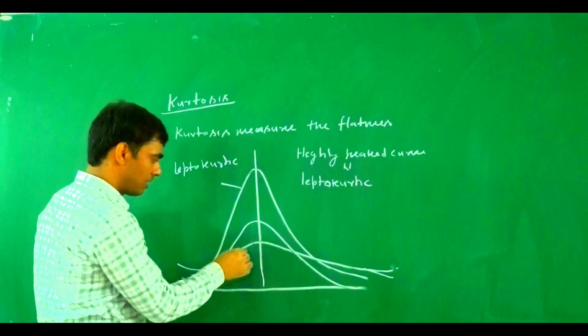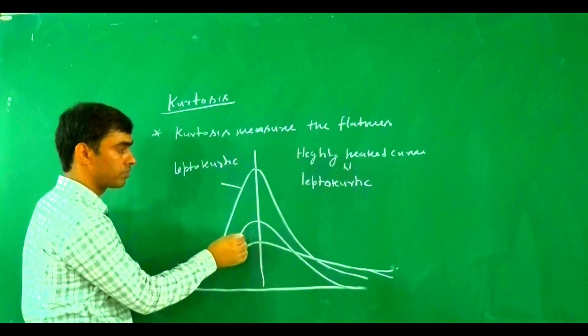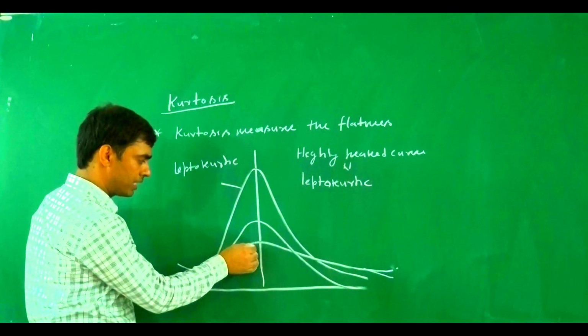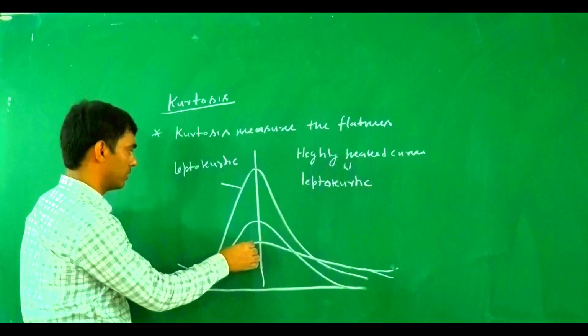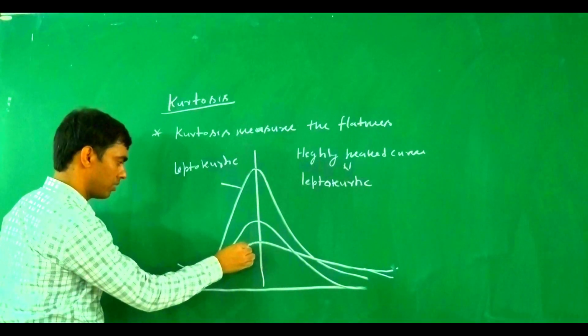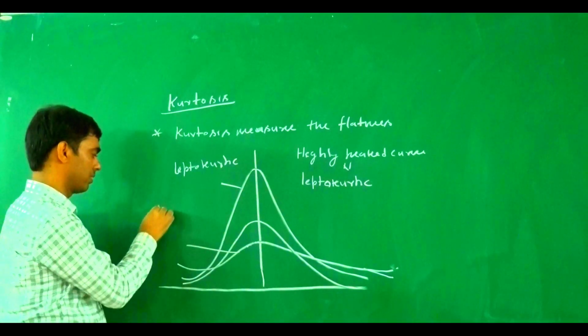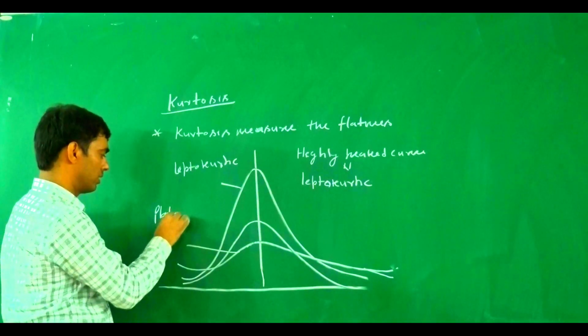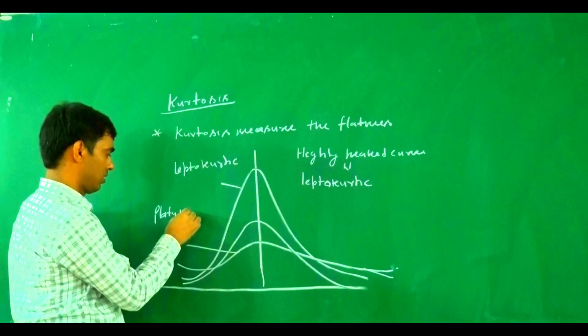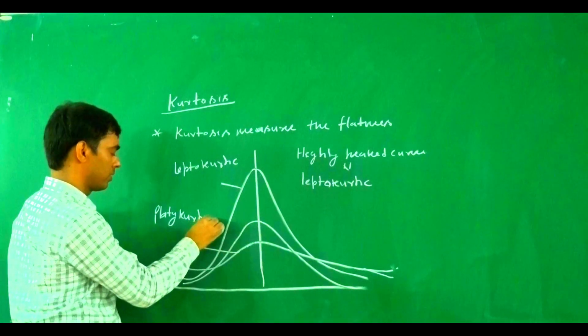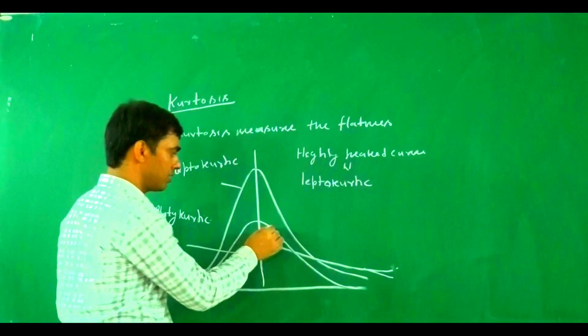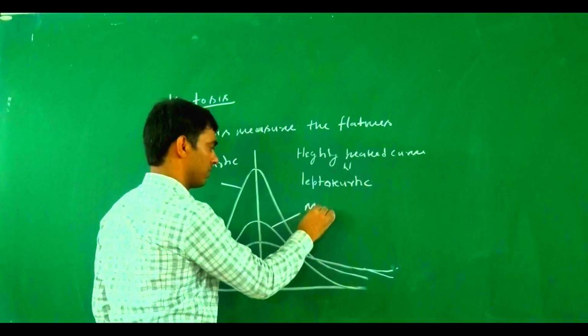And a low peaked curve is called what? Platykurtic. This one is called platykurtic. And a normal curve is called what? Mesokurtic.